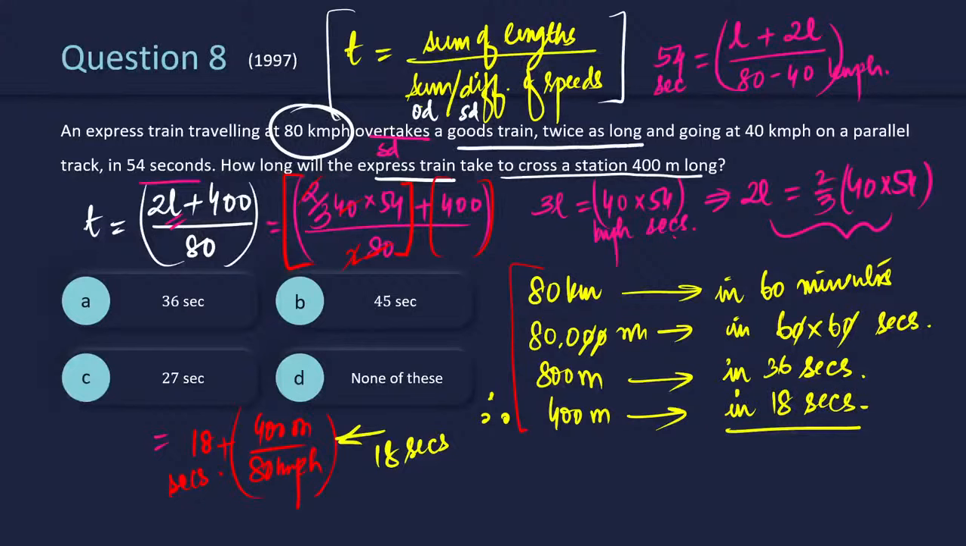Oh, goods train is twice as long. So we actually needed L here. Hold on. अभी मेरे को ध्यान चला गया एक नजर. So L is going to be 1/3. So that 2 doesn't vanish here.